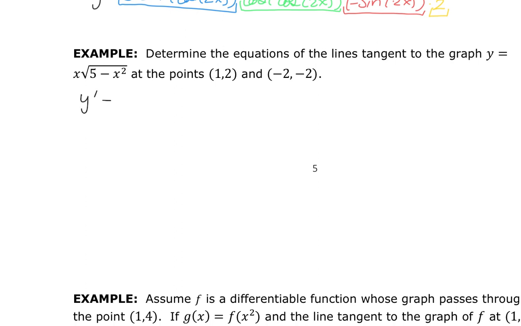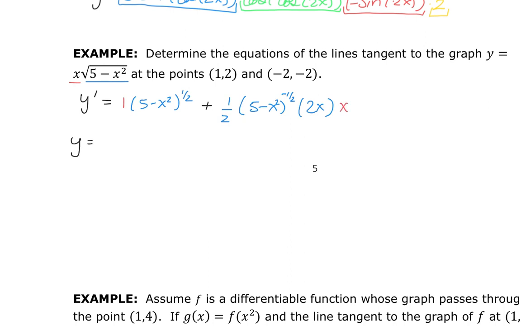So y prime is equal to, this is u. The derivative of u is 1. This is v. So I'm going to write this as 5 minus x squared raised to the 1/2, plus the derivative of v, which is 1/2, 5 minus x squared raised to the negative 1/2, multiplied by my inner function, which is 2x. Then I'm going to multiply that by my u, which was x.